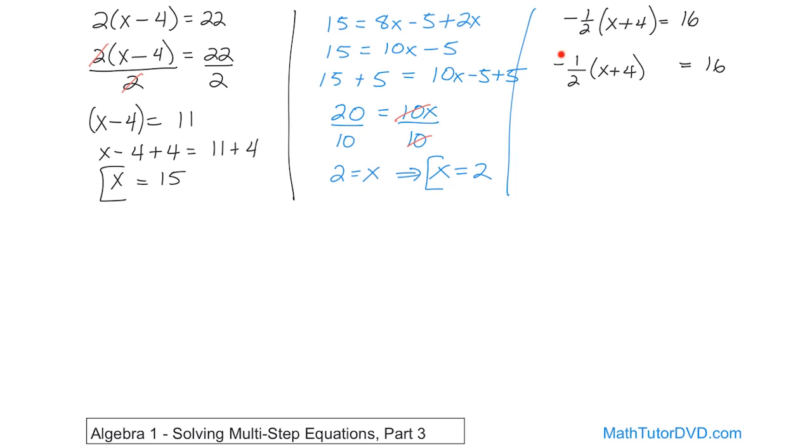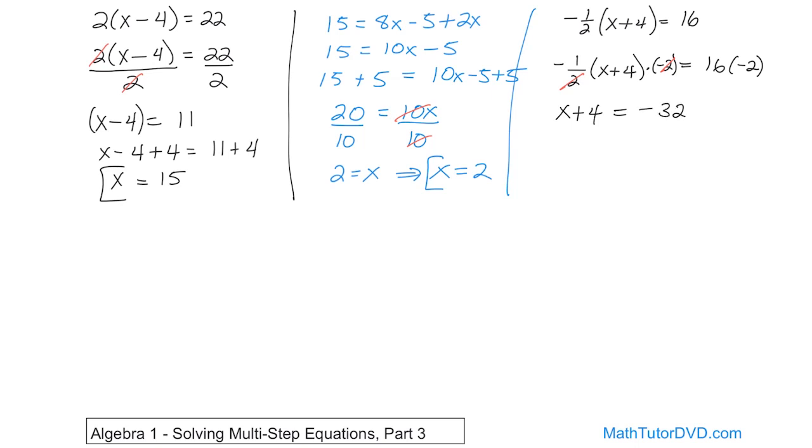But I also have a negative 1 here, so I can get 2 birds with 1 stone by multiplying by negative 2. So I multiply both sides by negative 2 because what that does for me, the 2 on the bottom cancels with the 2 on the top, and negative times negative gives me positive. So I get rid of that negative sign straight away also. So all I have left is x plus 4. I just dropped the parentheses since it's the only thing left. And on the right-hand side, 16 times negative 2 is negative 32.